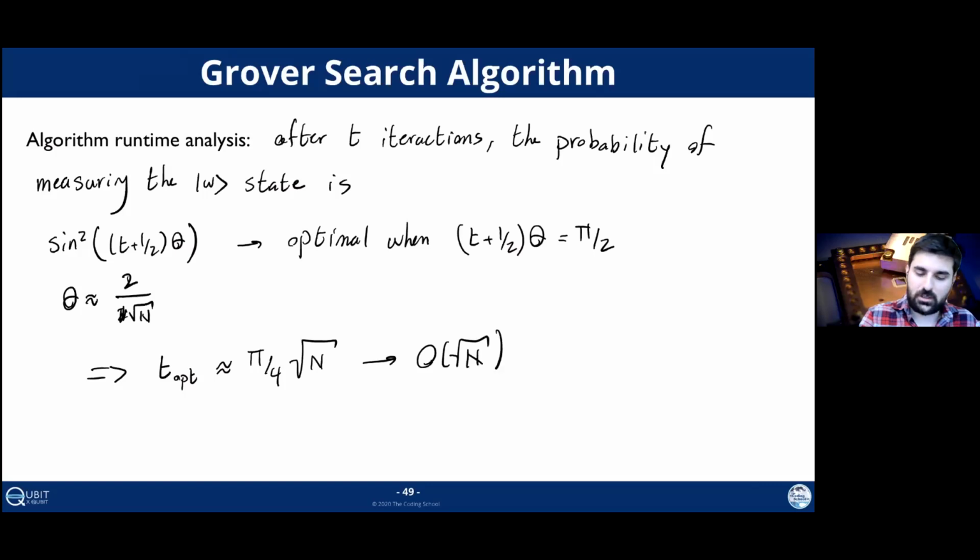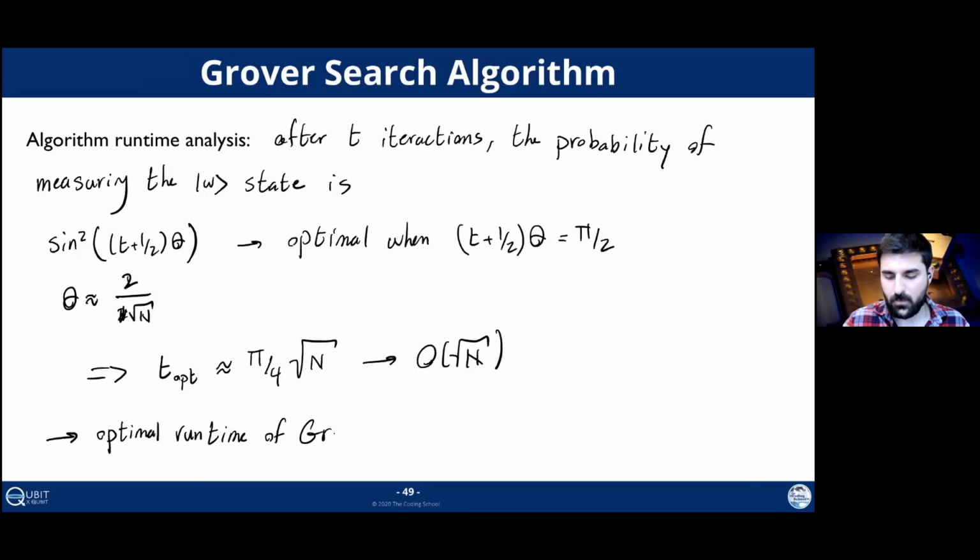So the takeaway message here really is that the optimal runtime of Grover search, the total number of Grover iterations that we have to apply, the total number of operators that we have to apply, is O of square root of n. And that is the quadratic speed up that we promised you. It's quadratically faster than classical search using the approach that we talked about.